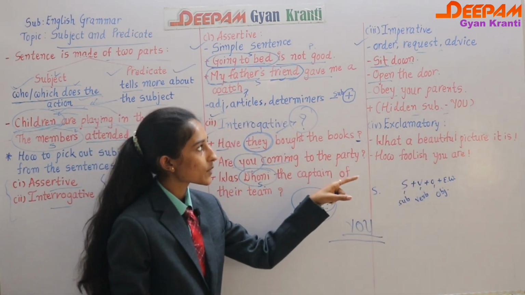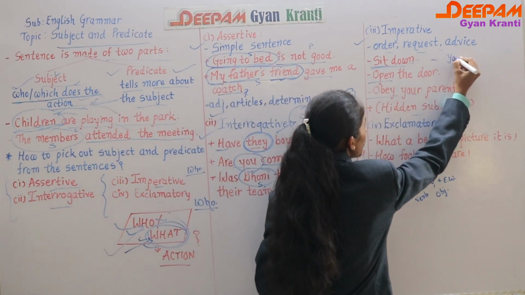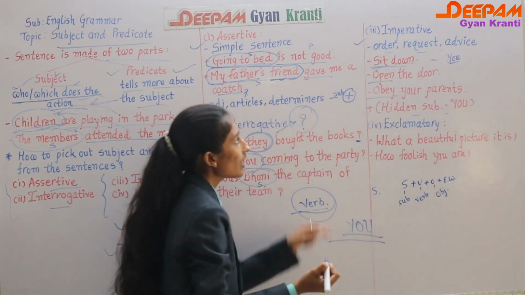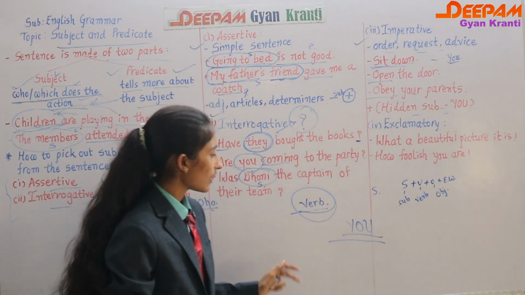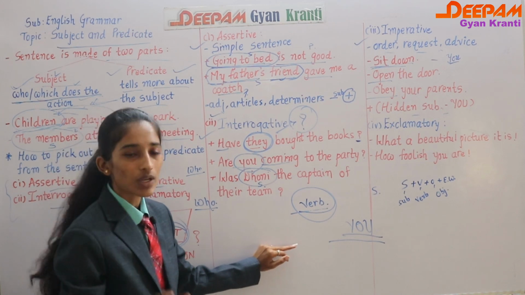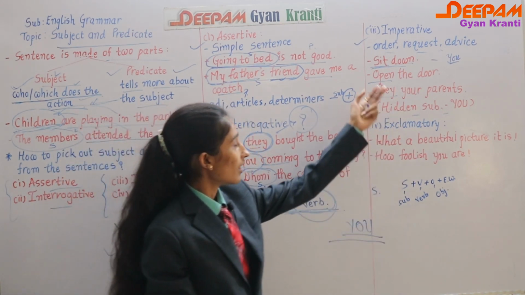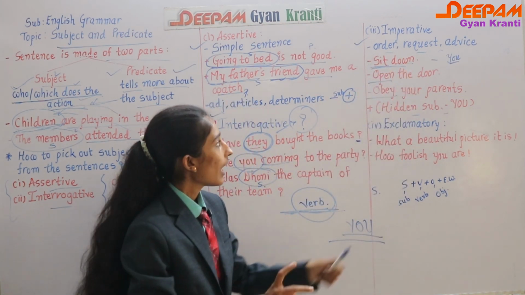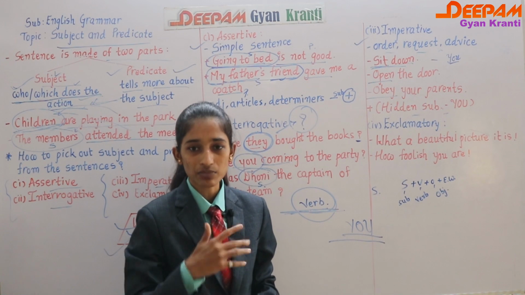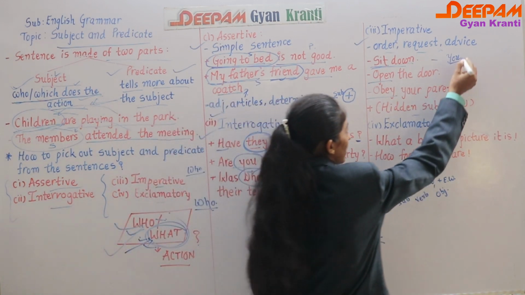So don't get confused by it. Sit down, but we have to find the subject. So you sit down. So you is the subject and sit down is your predicate. Clear? See how you can understand. Imperative sentences start with the verb, and these sentences indicate an order, request or advice given to someone. I have sit down, so to whom am I telling? So you, the third person. So we have to add it here.